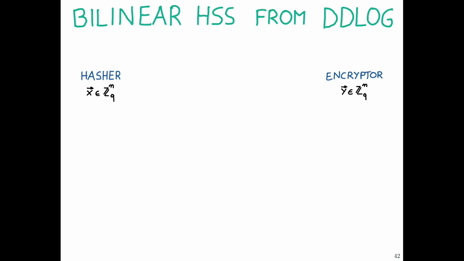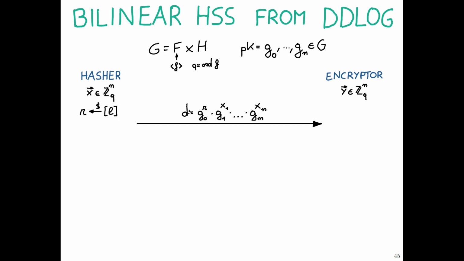OK, so how do we use the ddlog operation to compute bilinear HSS? Assume that we have a correlated common reference string containing the description of the ddlog group and some generators g0 to gn. The hasher computes a Pedersen commitment D to their inputs x1 to xn using randomness R and the generators g0 to gn. And they send this commitment as a digest of their inputs.